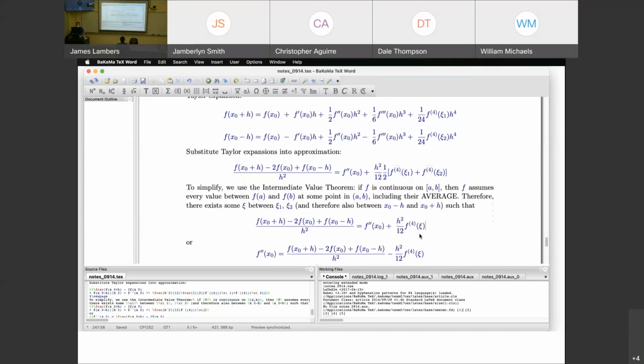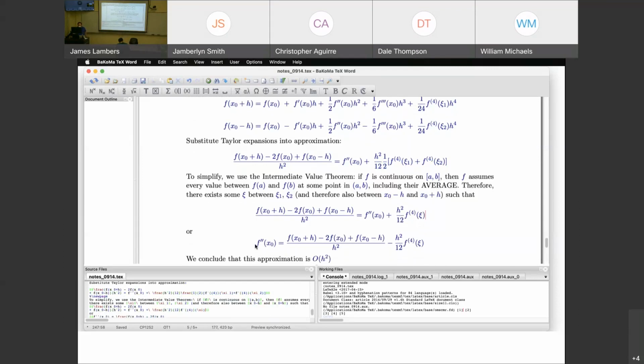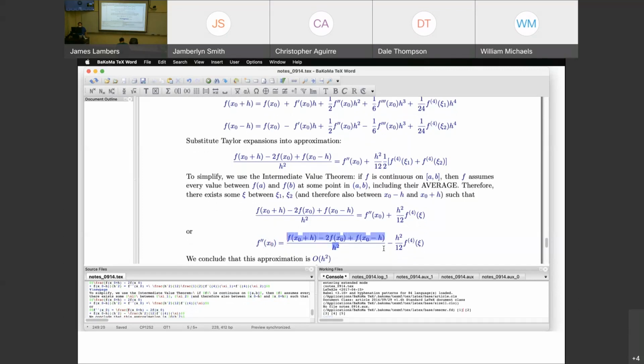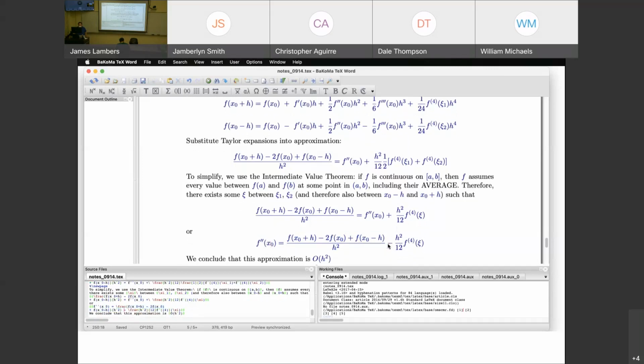Well, it's customary to write these approximations using this form. So this is what I want, f double prime of x0. This is what I'm approximating, and that is equal to the approximation itself, and then the error term. So it's minus h squared over 12, fourth derivative at an unknown point.